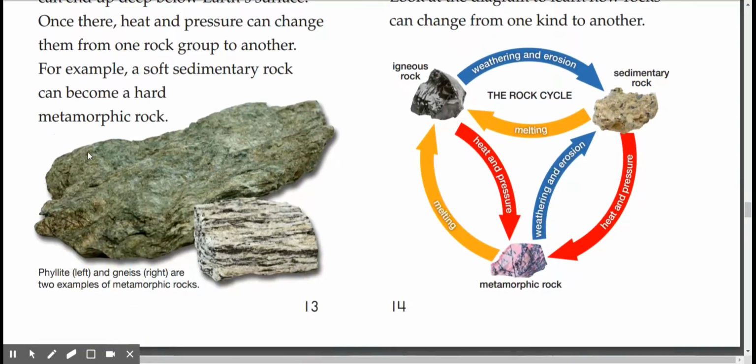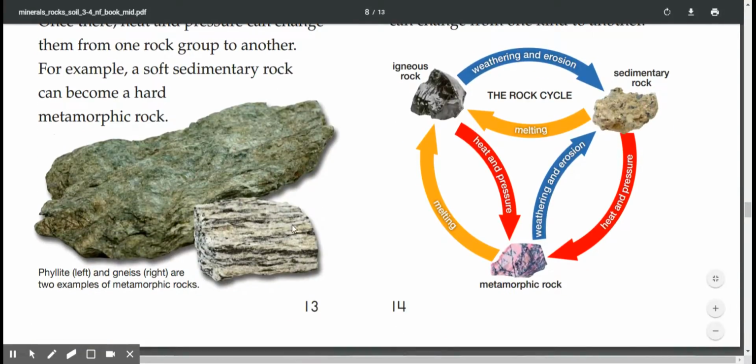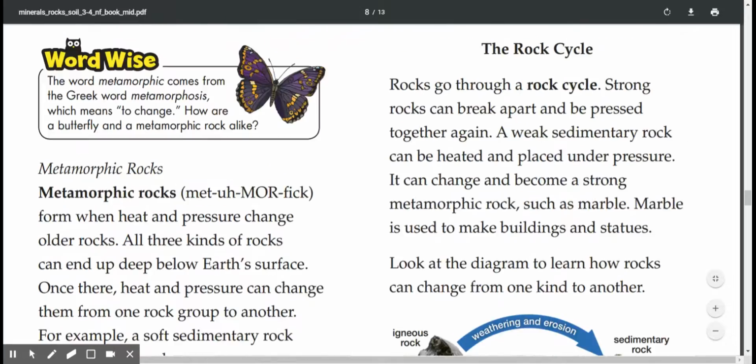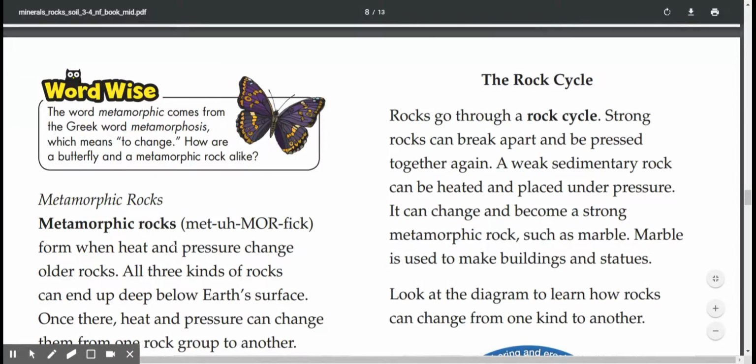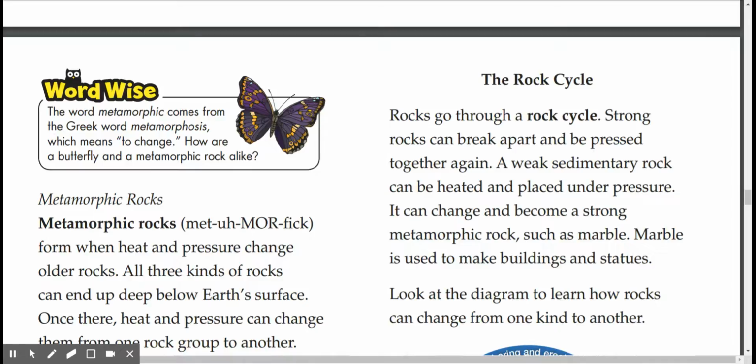Now, metamorphic seems like a really big word. And this is phyllite and gneiss, which are two metamorphic rocks. But metamorphic really just comes from the Greek word metamorphosis, which means to change. We usually talk about a metamorphosis when we're talking about butterflies. The metamorphosis is when the caterpillar becomes a chrysalis becomes a butterfly. So I know metamorphic might seem like a big word, but it really just is a fancy Greek way to say change.